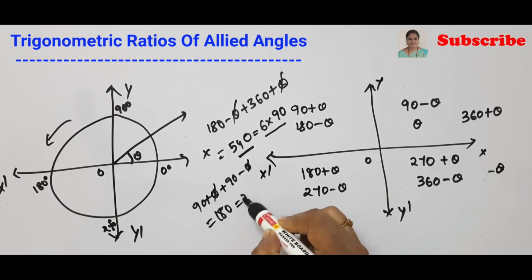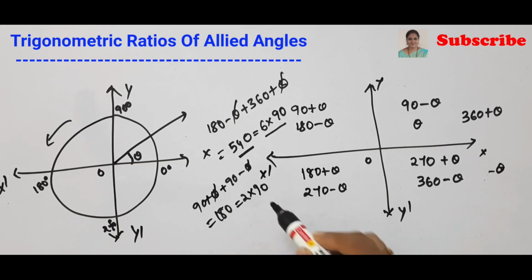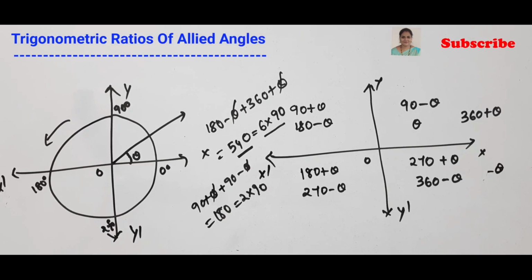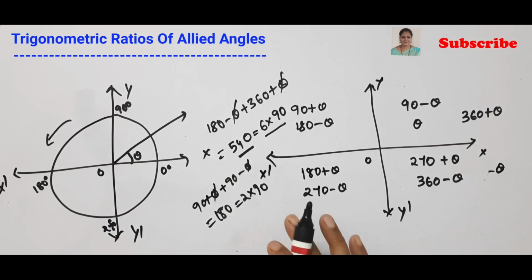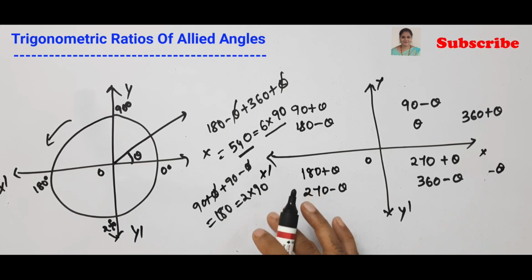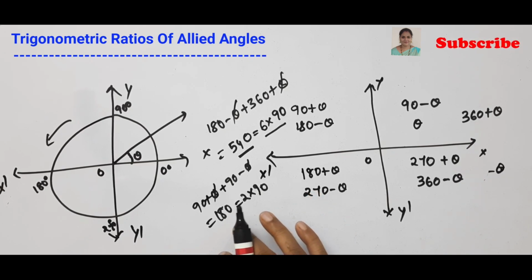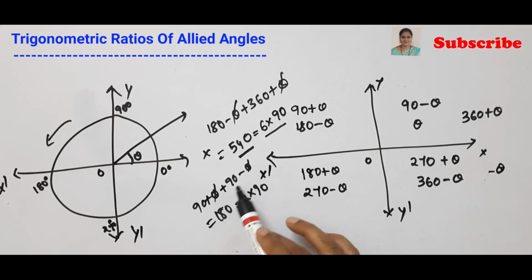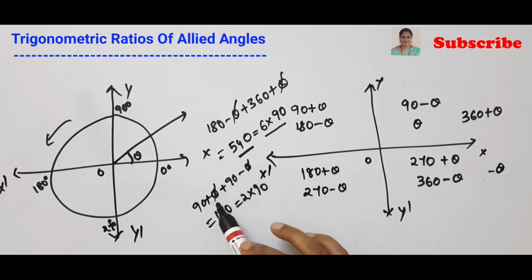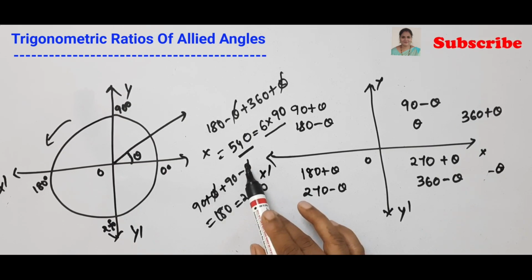180 can be written as 2 into 90. This is also a multiple of 90. So when you add these angles, any of these angles, such that the value theta cancels, then you will get an angle which is a multiple of 90. Is it not? Here I added these two angles such that the value of theta cancels.